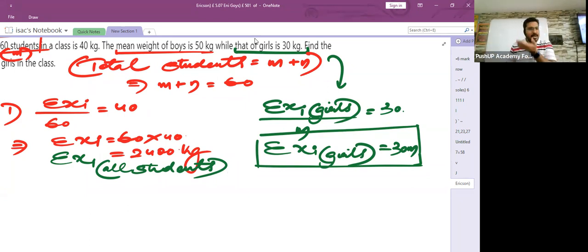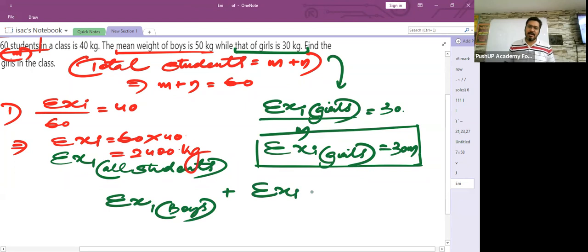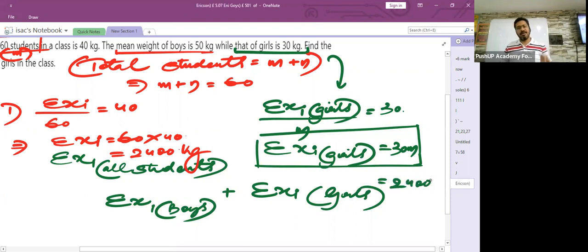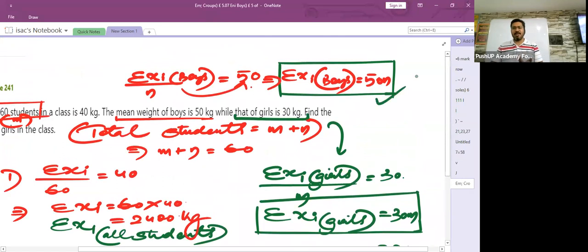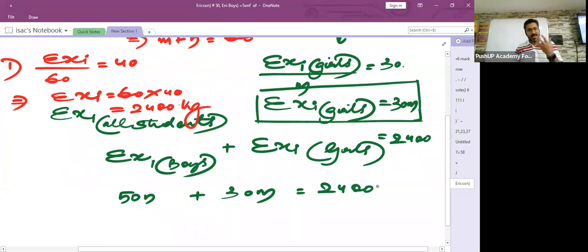Can't I indirectly frame the sentence like this? The sum of the weight of all the boys in the class and all the girls in the class is equal to 2400. Do you agree with that? So children, can't I write sigma xi for boys plus sigma xi for girls is equal to 2400? Sigma xi of boys we have found to be 50n, put the plus sign, sigma xi of all the girls is 30m, and that is equal to 2400.